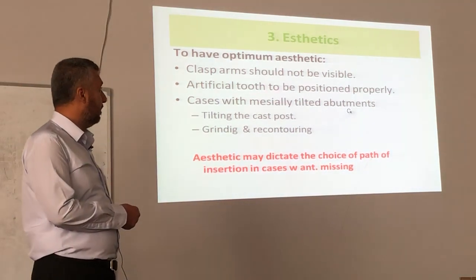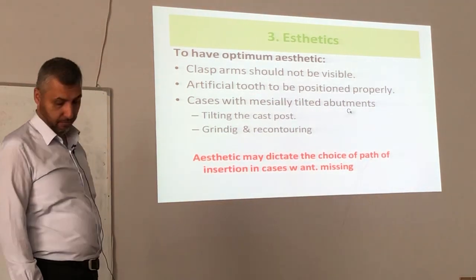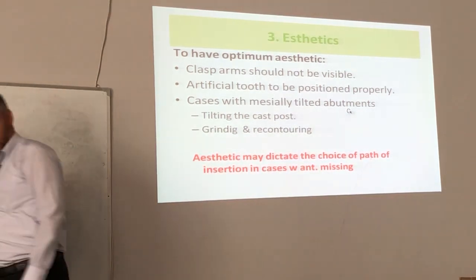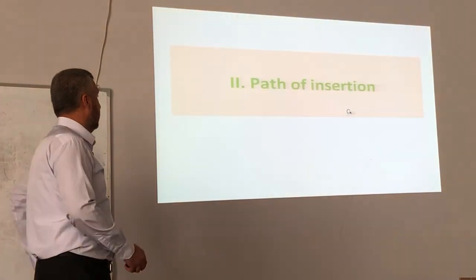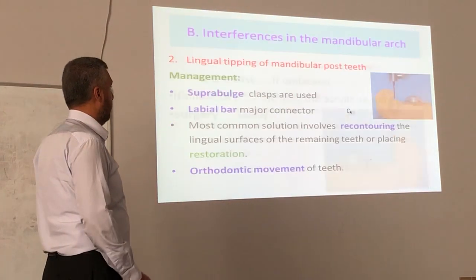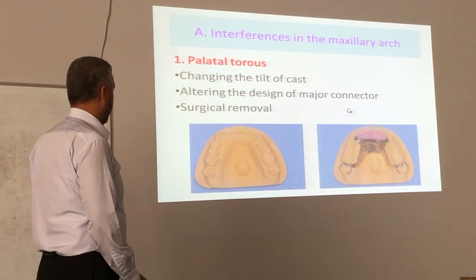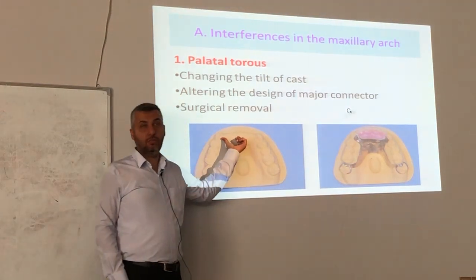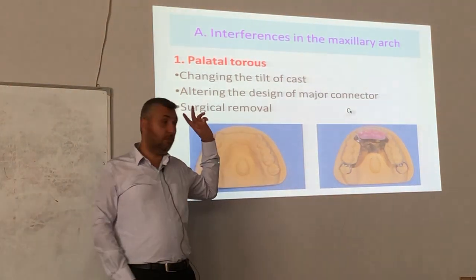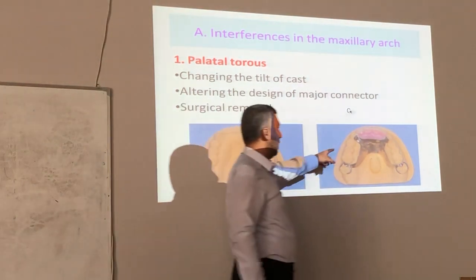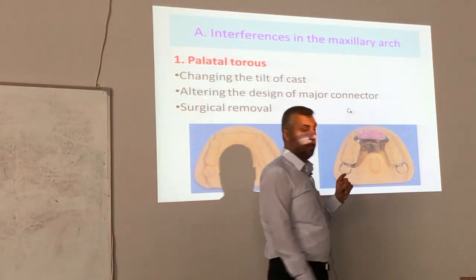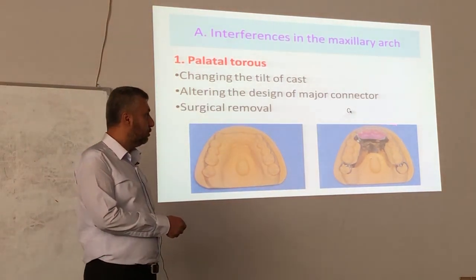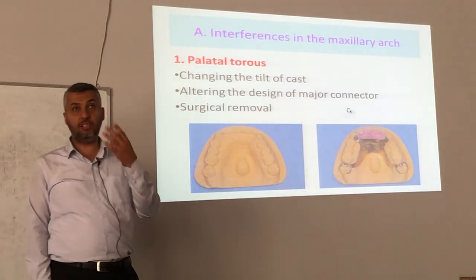Artificial tooth or teeth should be positioned properly. What do you mean by this? For example, this picture. Now, first of all, we talk about the clasp. As much as possible, the clasp should not appear. Second, the artificial teeth should be arranged in an aesthetic position.